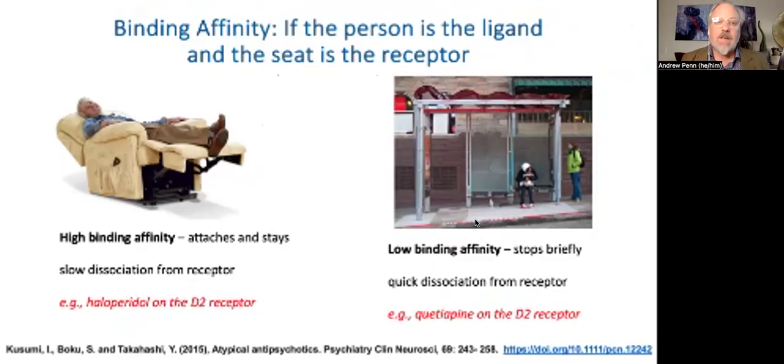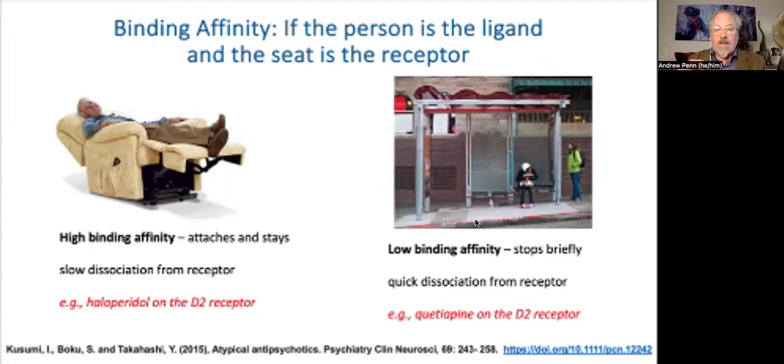Another way you can think of this affinity for the receptor is like these two seats here. The drug that has high binding affinity is like this guy in the Lazy Boy chair who, dang, he looks happy. But he's not going anywhere. We can think of that like haloperidol on the dopamine receptor. It's sitting on there and it's not getting up and it's not going anywhere.